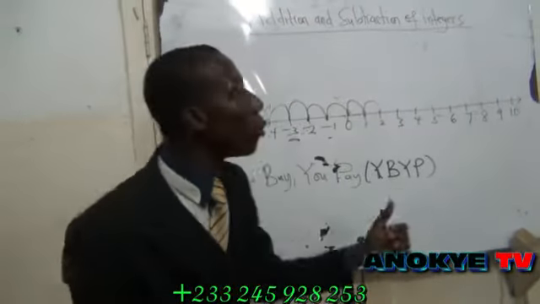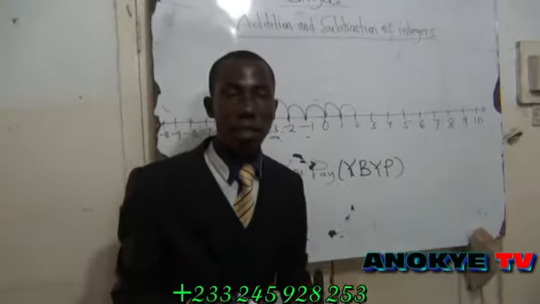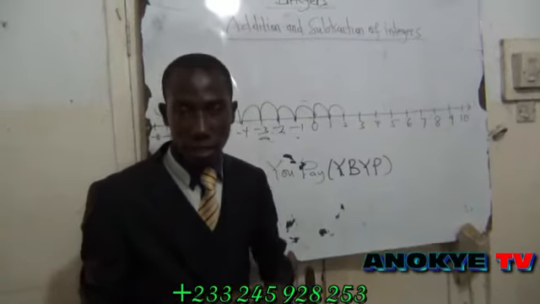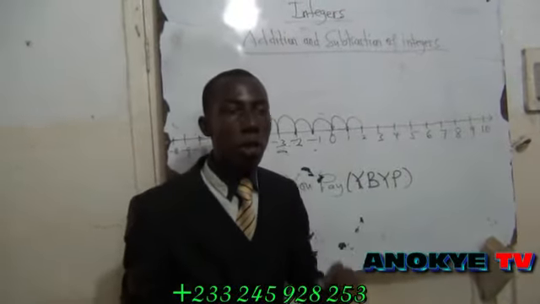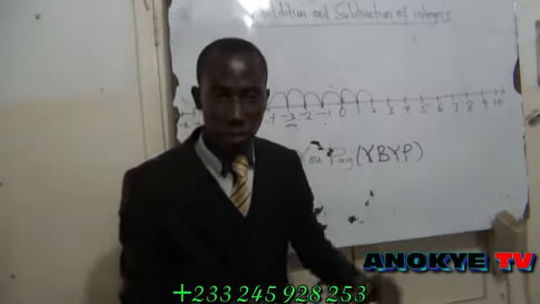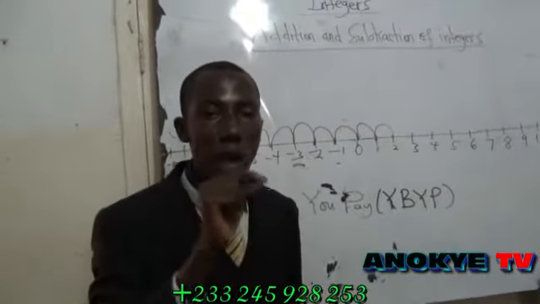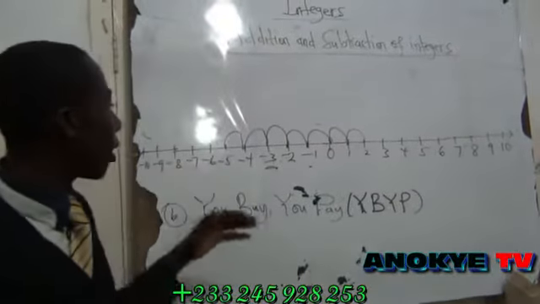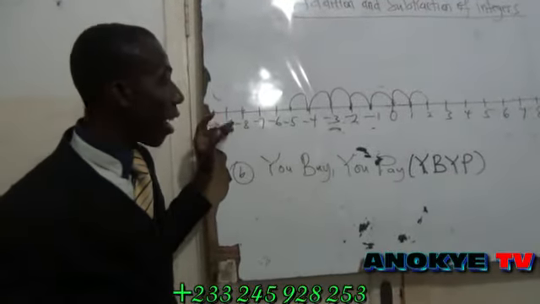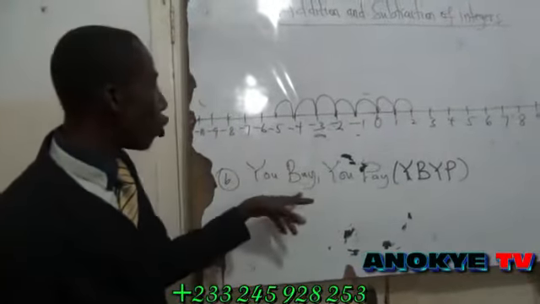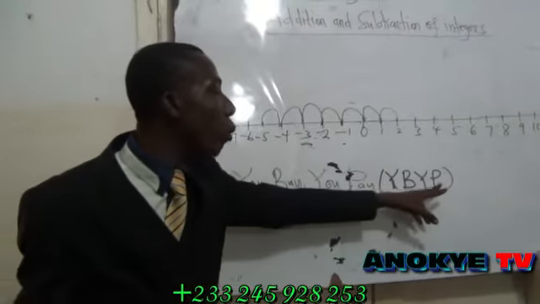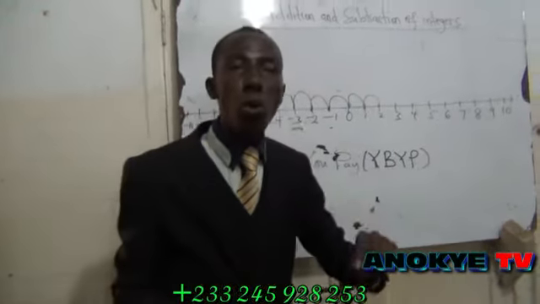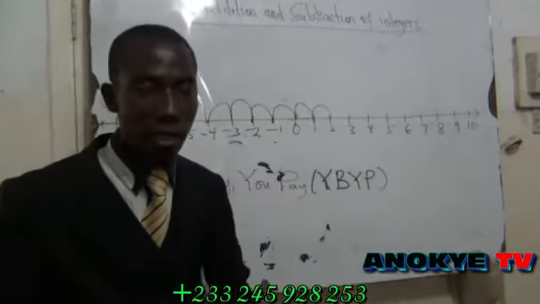Now, how do we add and subtract integers? Sometimes students find it very difficult to add and subtract integers. So today, I am going to introduce 2 simple ways that will always help you to add and subtract integers. And the ways are: 1, the use of the number line. And the second one I have named as you buy, you pay. YBYP. You buy, you pay.